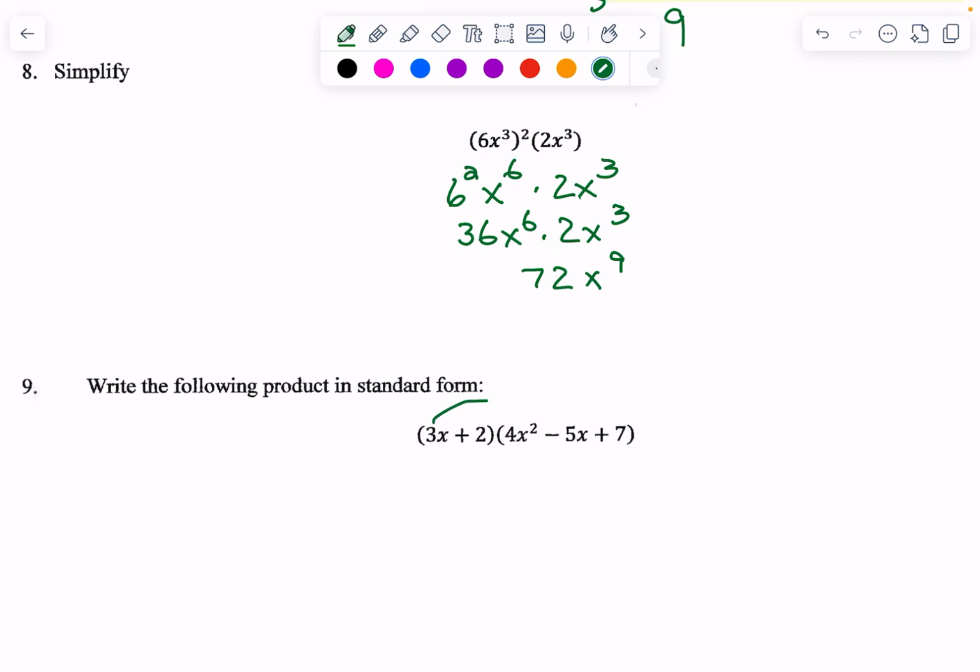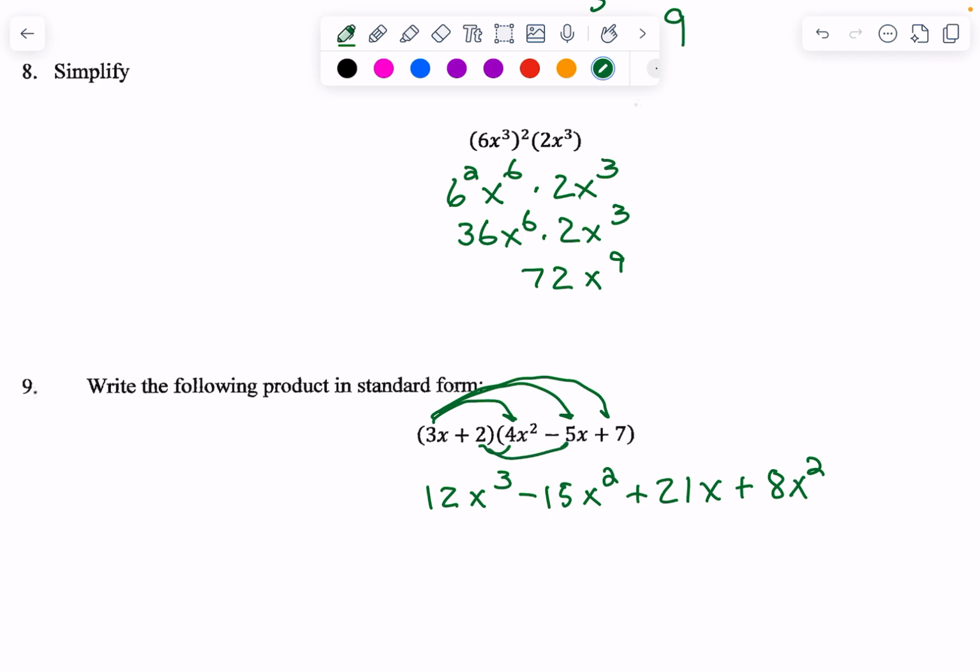All right, so we have 3x times that is 12x cubed. 3x times this is minus 15x squared. 3x times 7 is plus 21x. And then we're going to do 2 times that is plus 8x squared. 2 times negative 5 is minus 10x. And 2 times 7 is plus 14.